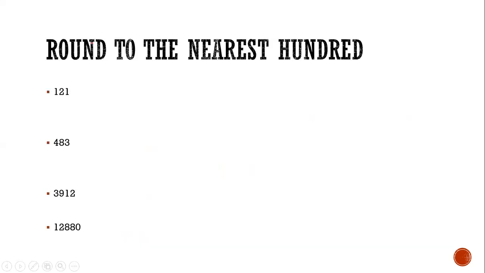Let's go to rounding to the nearest 100. So we have 121. Again, if you remember, units, tens, hundreds. So the number that we're going to round is 1. What's the number immediately after 1? It is 2. Is 2 5 or more? No, 2 is less than 5. So we'll round this to 100. Every other number after this becomes a 0.